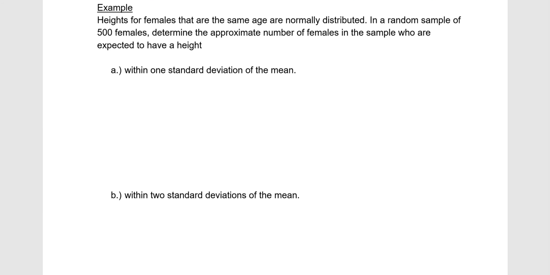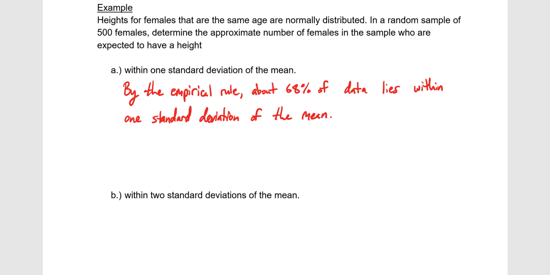For this next example, we have that heights of females that are the same age are normally distributed. In a random sample of 500 females, determine the approximate number of females in the sample who are expected to have a height within 1 standard deviation of the mean. So by the empirical rule, approximately 68% of the data lies within 1 standard deviation of the mean. So that means 68% of the 500 is going to be about within 1 standard deviation. And in order to find 68% of a number, we're going to have to multiply the number by 68%, where the 68% is a decimal.